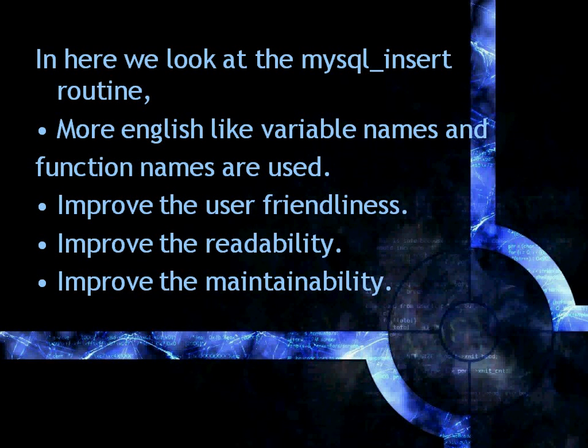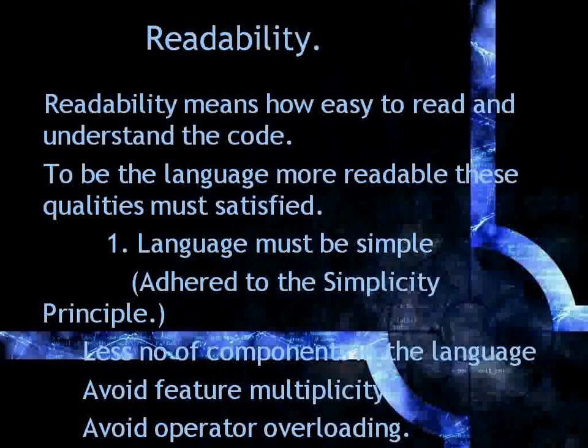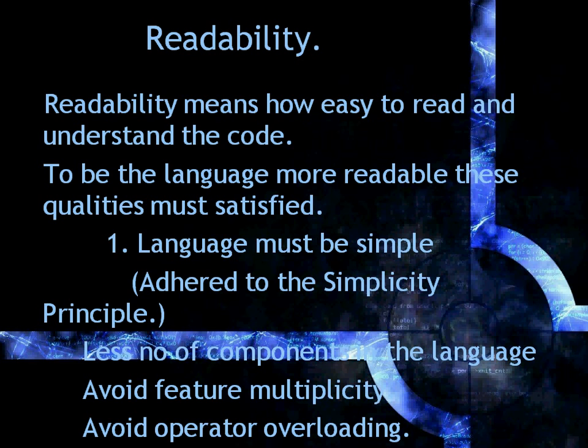Readability. How to measure readability of a language? Readability of a language means how easy it is to read and understand the source code of a program. Readability of the language depends on 4 features: simplicity, orthogonality, data types and structures, control statements.